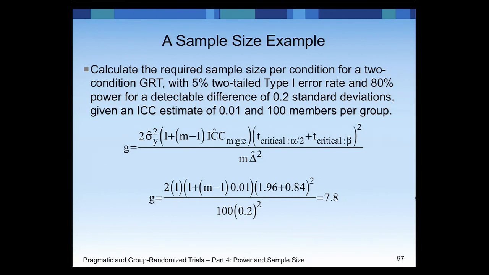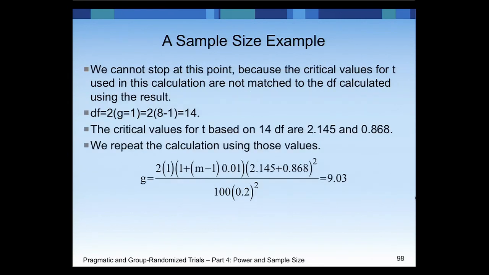Now, we can't stop there, though, 8 groups per condition, because the t-values that we used in this expression assumed an infinite number of groups per condition. So the critical values of 1.96 and 0.84 don't hold if we only have 8. If we have 8, we can recalculate degrees of freedom: 2 times G minus 1, or 2 times 8 minus 1, 14. Now we need to go back to our t-table, look up the critical values based on 14 degrees of freedom, and drop those into our formula. 2.145, 0.868. Redo the math, we get 9.03.